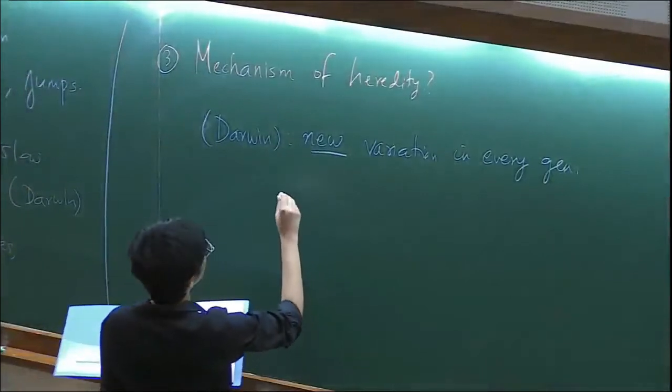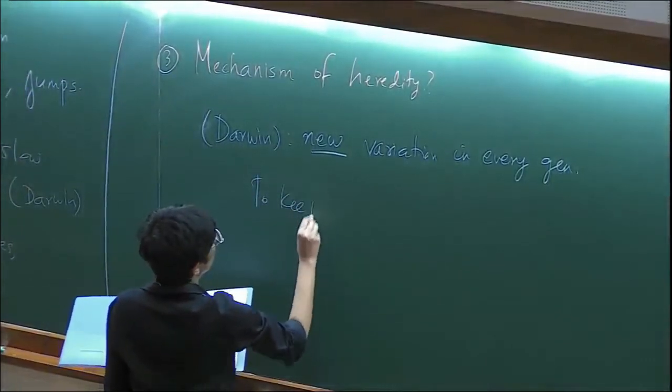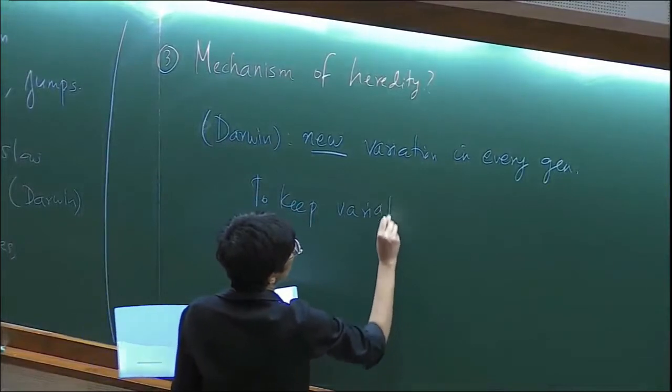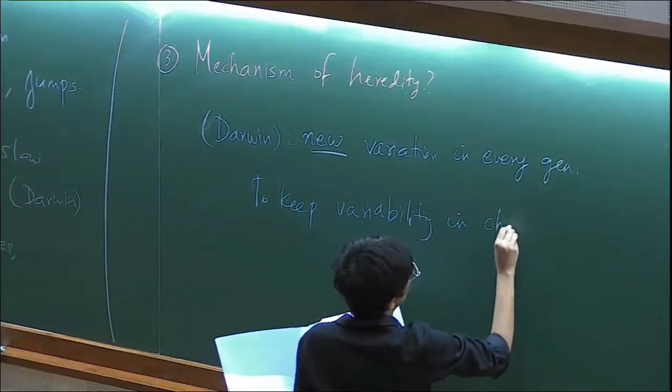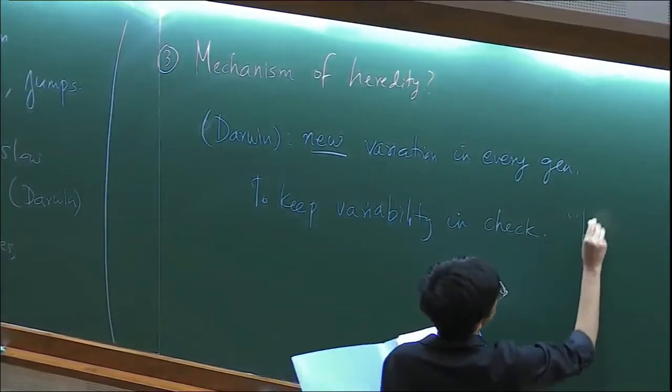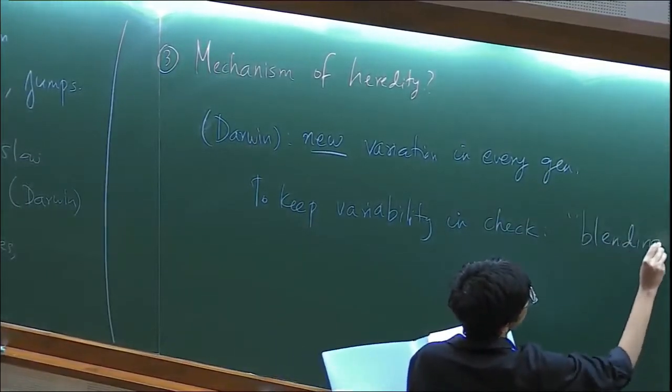If my daughter is very different from me, I mean, she's probably not a human. It will be all very, very different. The concept of species itself runs into problem, right? So, to keep that variability in check, he proposed that the inheritance itself has a blending nature. I'll come to this in a second. He proposed the inheritance mechanism is blending.